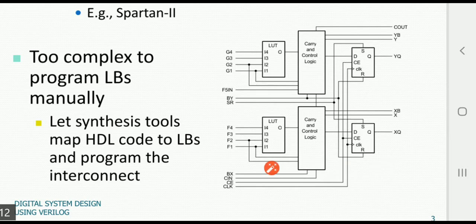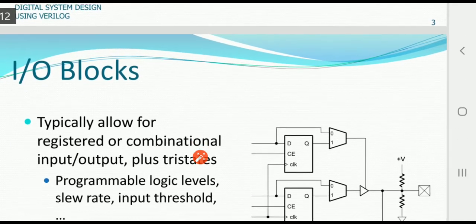Another important thing is that to implement any program, you have to use the synthesis tools, then map with the HDL code and program the interconnect. That means while running the program, the synthesis tools using the HDL code will map the programs and the interconnecting wires. So next are the input-output blocks.